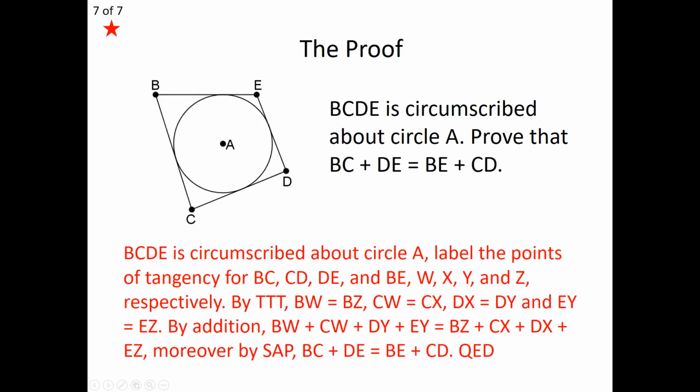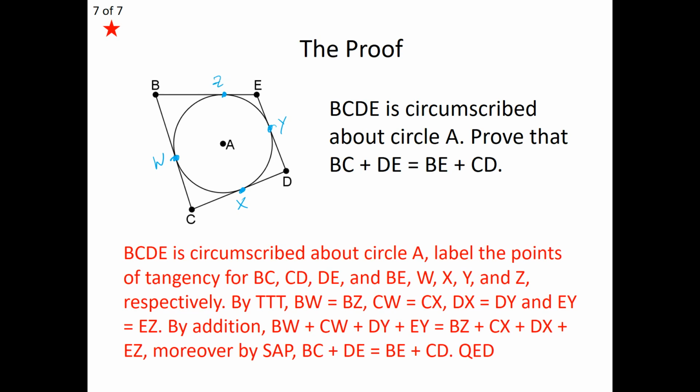So we begin again with our given, which is that BCDE is circumscribed about circle A, which then means by definition that there are 4 points of tangency. And you'll see that I will label these points of tangency within our proof. So let's begin. BCDE is circumscribed about circle A. Label the points of tangency for BC, CD, DE, and BE as W, X, Y, and Z, respectively, which means we're going to start here with BC. We'll call this point here W. We'll move on to the next segment, CD. We will call that point X. And then we move on to our next segment, DE. We'll call that point Y. And then our last point of tangency here on BE we'll call point Z.